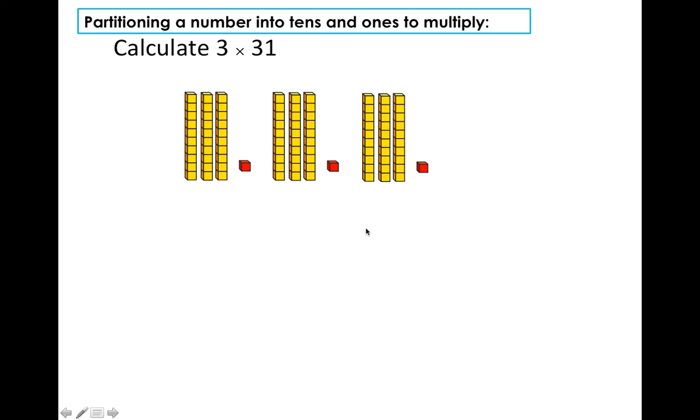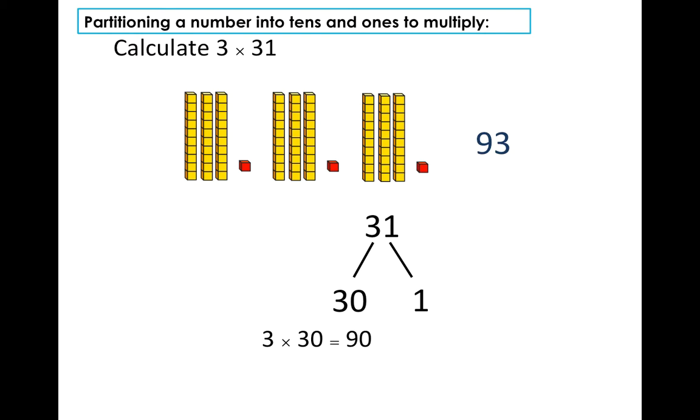Okay, now I'm going to partition 31 to help me. So I'm going to think, how many tens are there in 31? That's right, there's 3 tens and there's 1 one. So it looks like 30 and 1. Now, what I'm going to do, first of all, is multiply my single digit, which is 3, by the tens first of all. So I've got 3 times 30 gives me 90. Okay, now I can work that out by doing 3 times 3, which is 9, and multiplying that answer by 10, because remember, 30 is 10 times bigger than 3.